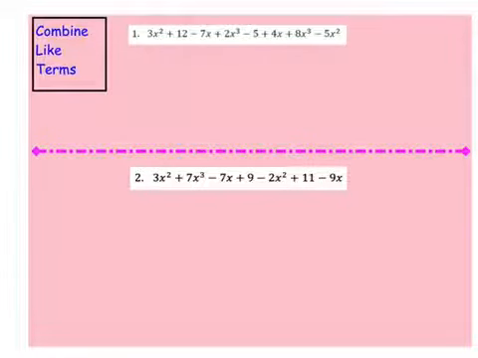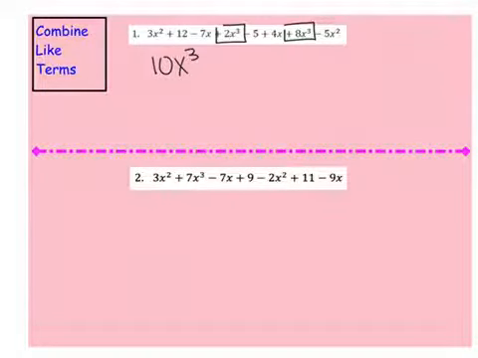So let's go ahead and look at these first two examples. Example number 1: I have 3x squared plus 12 minus 7x plus 2x to the third minus 5 plus 4x plus 8x to the third minus 5x squared. Standard form says we want the highest exponent first, so I'm always going to start with that one. I have a positive 2x to the third and a positive 8x to the third. So 8 plus 2 gives me 10x to the third.